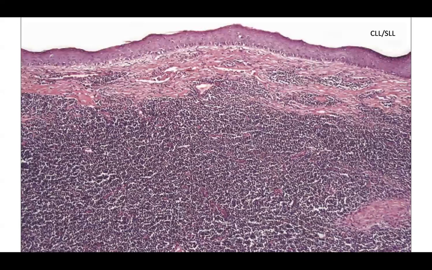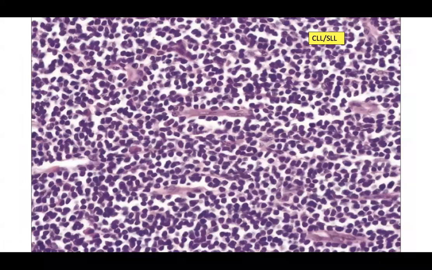So again, this looks like your normal B cell process because you've got a nice grenz zone, but you see this sheet-like diffuse dense infiltration of lymphoid cells. This is an example of CLL or SLL. On higher power, you see the very monotonous morphologic appearance to these cells, very sheet-like growth, also kind of intercalating between collagen bundles and essentially destroying any dermal architecture. It's so diffuse.